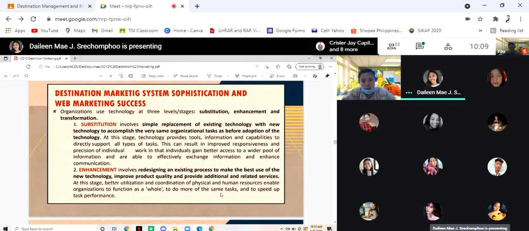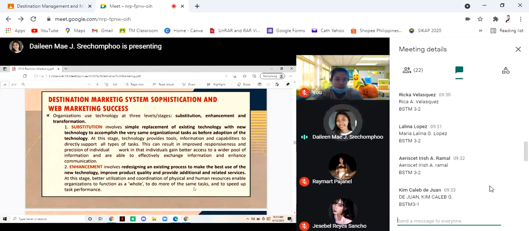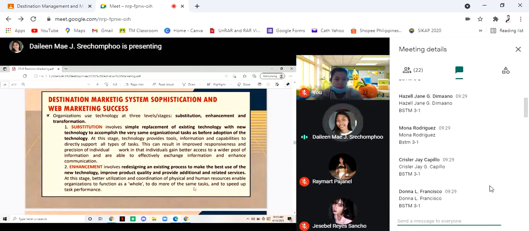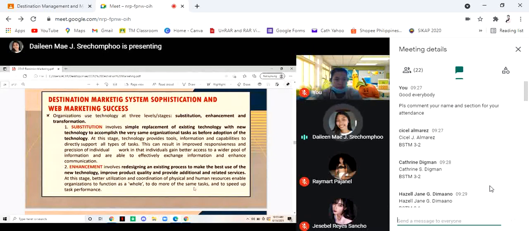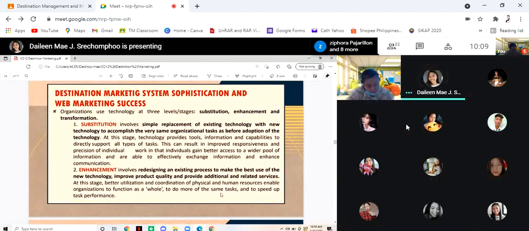So enhancement involves redesigning an existing process to make the best use of new technology, improve product quality, and provide additional and unrelated services. At this stage, better utilization and coordination of physical and human resources enable organizations to function as a whole, to do more and to do more of the same task and to speed up task performance. So, yung pag-enhancement naman ay pag-redesign ng mga existing process at pag na-redesign na yun, yung mga existing process, mas nagagamit natin yun in a best way gamit yung new technology para ma-improve yung ating services na ino-offer.